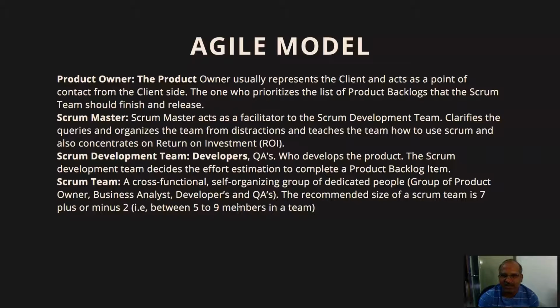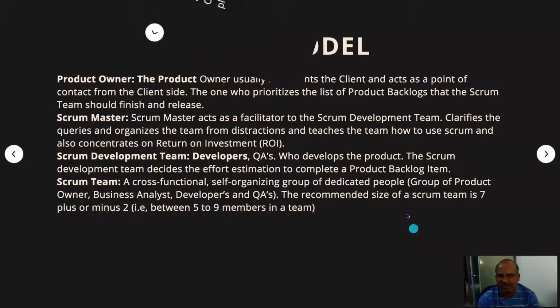The Scrum team is basically a cross-functional, self-organizing group of dedicated people. The Scrum team consists of a product owner, a business analyst, developers, and QAs. The recommended size is 7 plus or minus 2, between 5 to 9 members in a team. Each Scrum team has a product owner, a Scrum Master, then developers and QAs. So these are the various roles in the Scrum team.